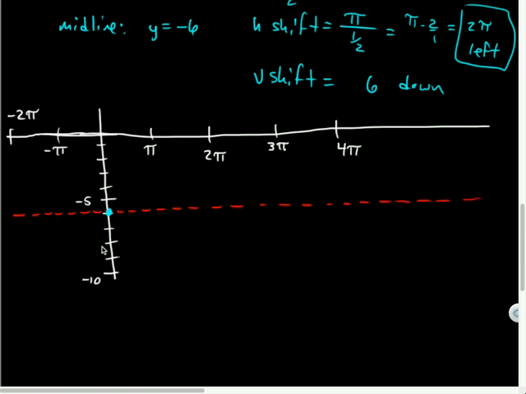Sine goes up from 0. And how high up am I going to go? 4. So it's going to go up 4 units because that was the amplitude. So from -6 to -2. Then it goes down to -6, and then down to -10. You see what I'm doing here. So this is the old sine after everything but the horizontal shift.